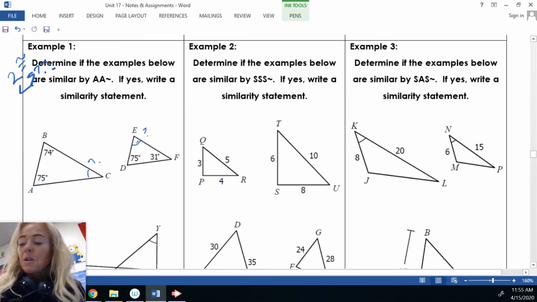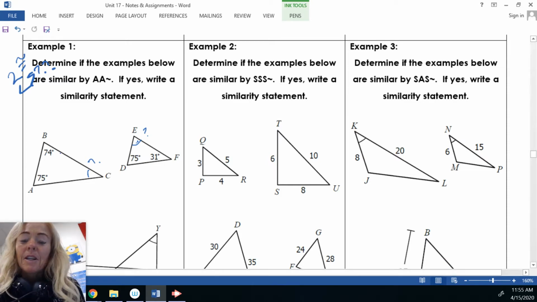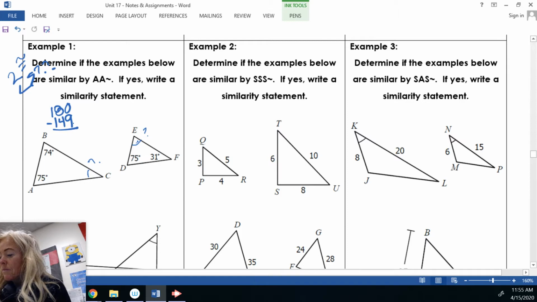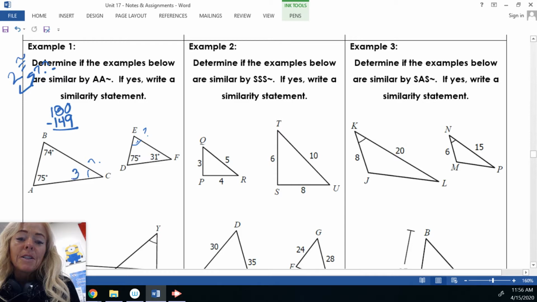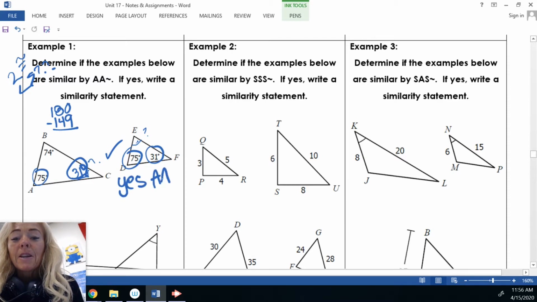So we're going to take 74 plus 75. It helps if I turn that calculator on. It is 149, and 180 minus 149 is 31. So indeed it is 31 degrees, isn't it? So now I have 2 congruent angles. I have 31 and 75. So by angle similarity, they are similar. So yes, by angle, angle, similarity.